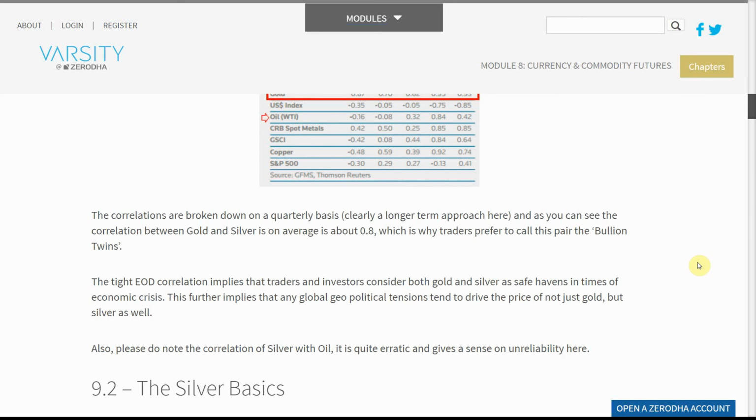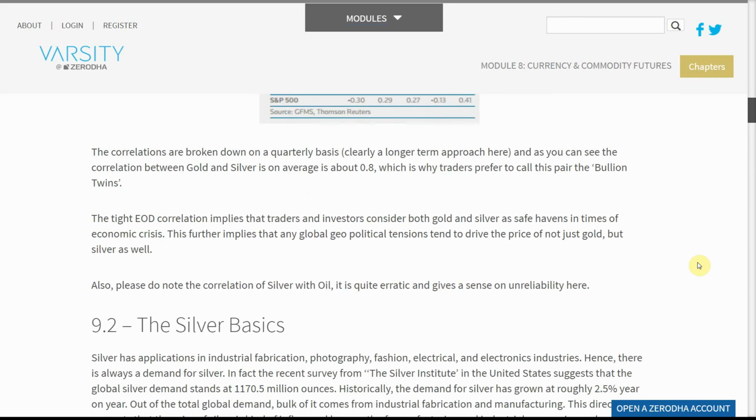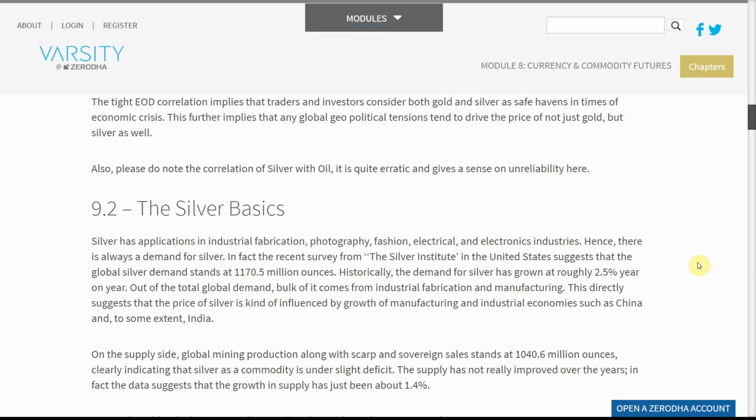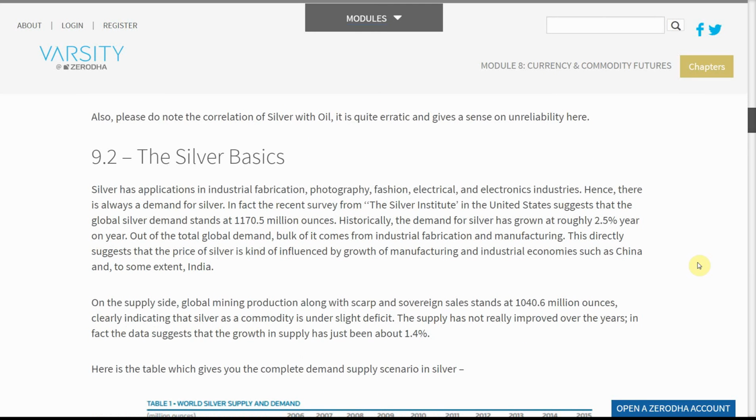This further implies that any global geopolitical tensions tend to drive the price of not just gold, but silver as well. Also, please do note the correlation of silver with oil. It is quite erratic and gives a sense of unreliability here.